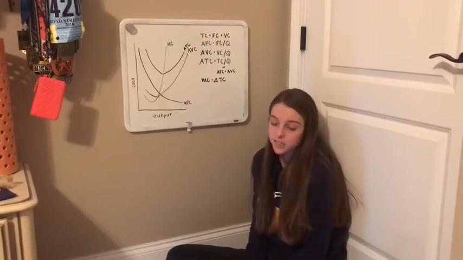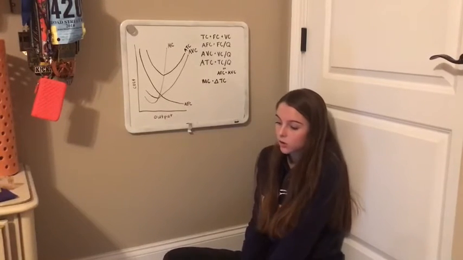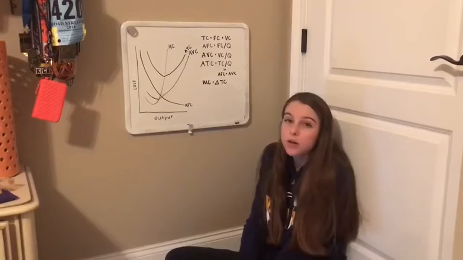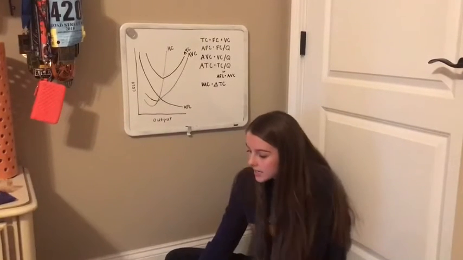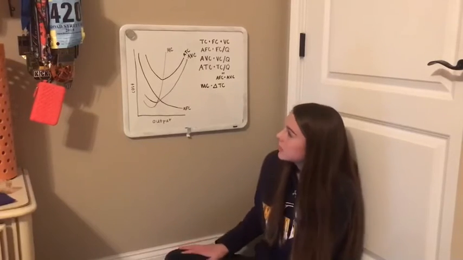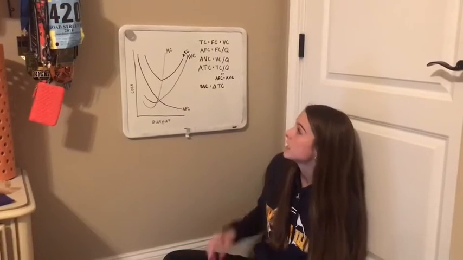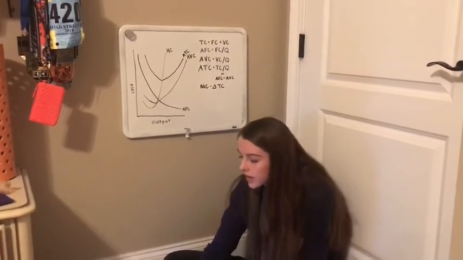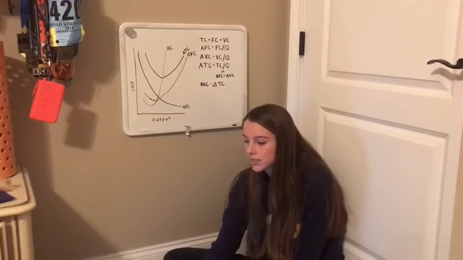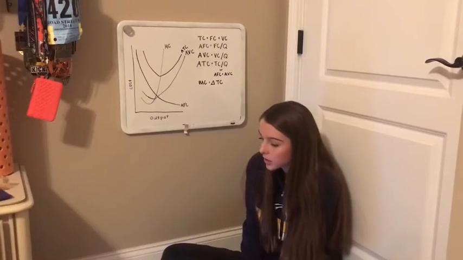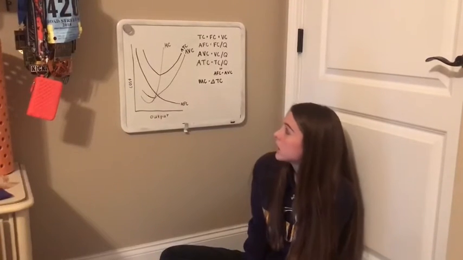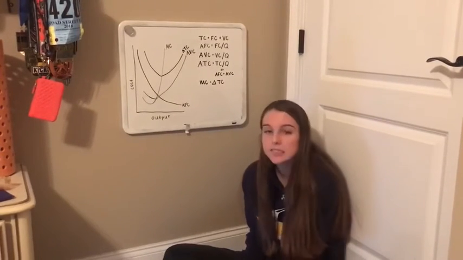Now for the ATC curve, which is the average total cost, it is total cost divided by the quantity of the output, or it is AFC plus AVC. And it also decreases and then increases once it hits the marginal cost curve. And then the marginal cost is the increase in total cost that arises from the extra unit of the production, and then marginal cost decreases as you produce more and then increases.